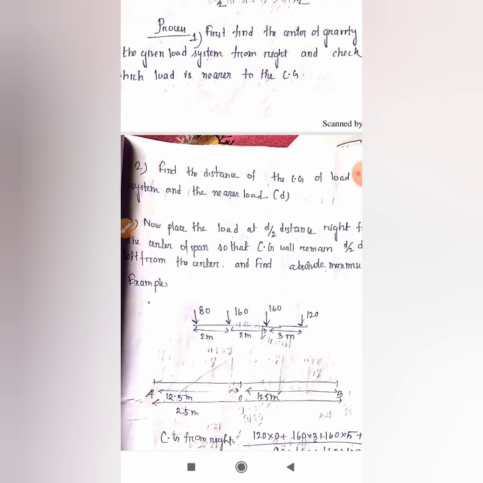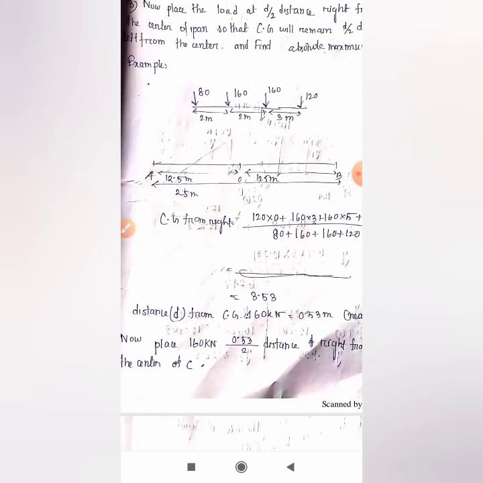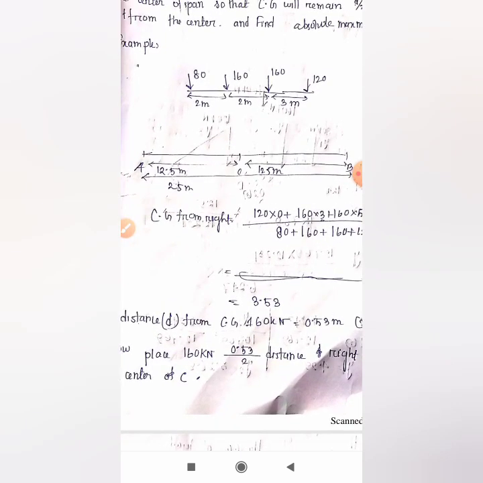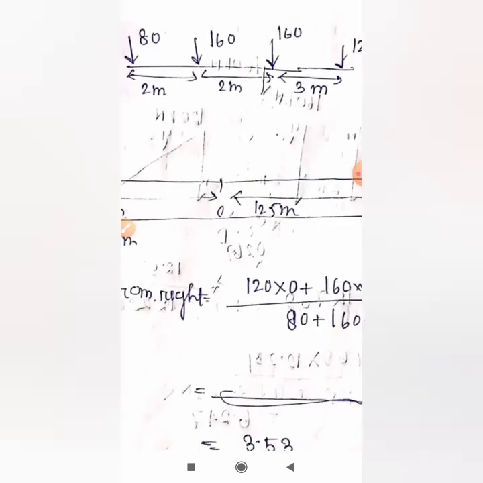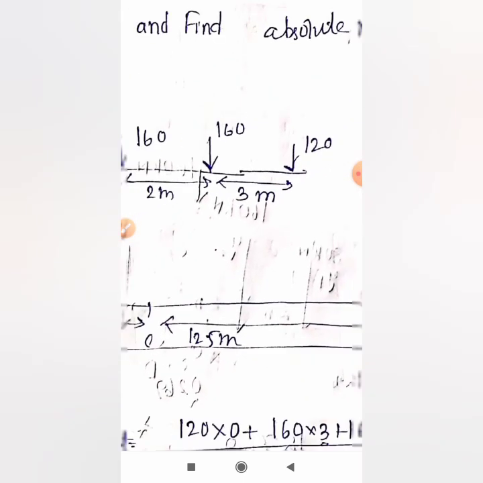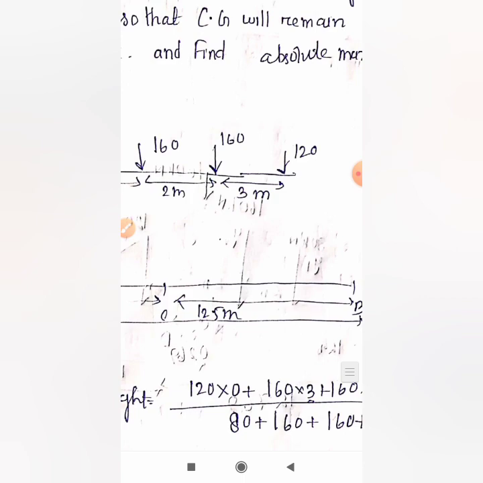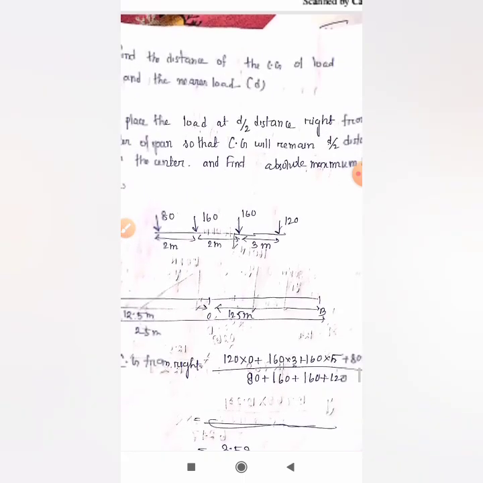In the first step we will find the CG and check which load is nearer to the CG. We have found the CG. The CG is coming 3.53 meter from the right. We see that 160 kilonewton is nearer to the center of gravity. How is it nearer? We have also shown it.